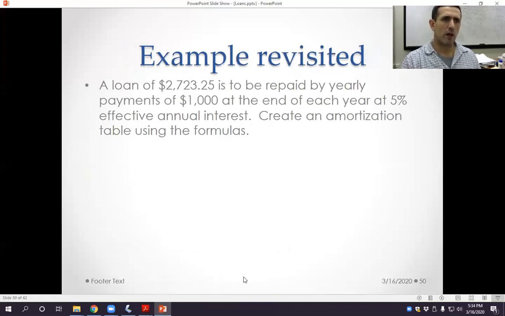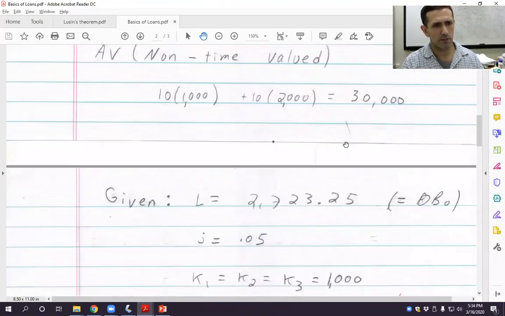All right, so let's do the same problem, but using the formulas. And when I say create an amortization table, you don't literally have to write it in table format. You can just give me all the information that would be in the table. Okay, so what we're given is the loan value, 27.23 and 25 cents, J is 0.05, 5% interest, and all the payments are 1,000.